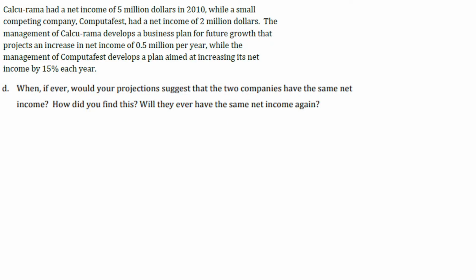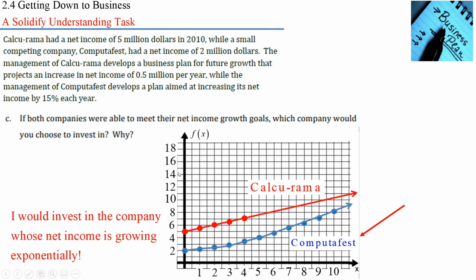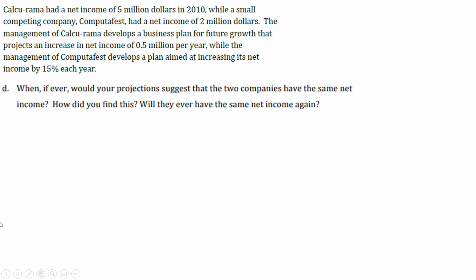Okay, D. When, if ever, would your projections suggest that the two companies have the same net income? Well, if I go back, they're getting pretty close right now. All right, this is year 10. All right, right there, and they're getting closer and closer and closer. So let's think about this. What would be the easiest way to figure out in exactly which year they would eventually have the same net income? Can we just take our table and expand it?